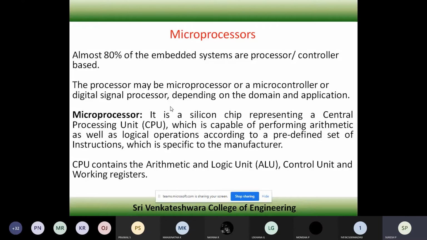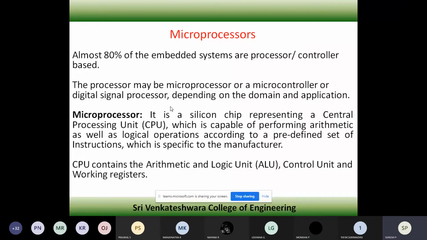So for that reason, when you want to take any processor to build an application, first you have to see what features are provided by that microprocessor manufacturer. Now, whatever CPU you have, the CPU contains what? The CPU contains the arithmetic and logic unit, the control unit, and working registers. We have already seen this in your ARM.